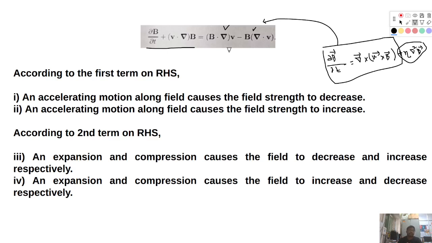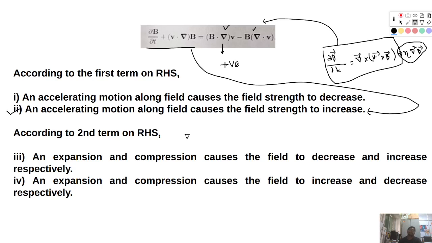Now look at the first two options. According to the first term on the RHS, an accelerated motion along the field causes the field strength to decrease. Now this comes with a positive sign. If the gradient of V is greater than 0 along the magnetic field line, this is positive, and with the positive sign it gives you an increment in the magnetic field strength. So this is your correct answer.